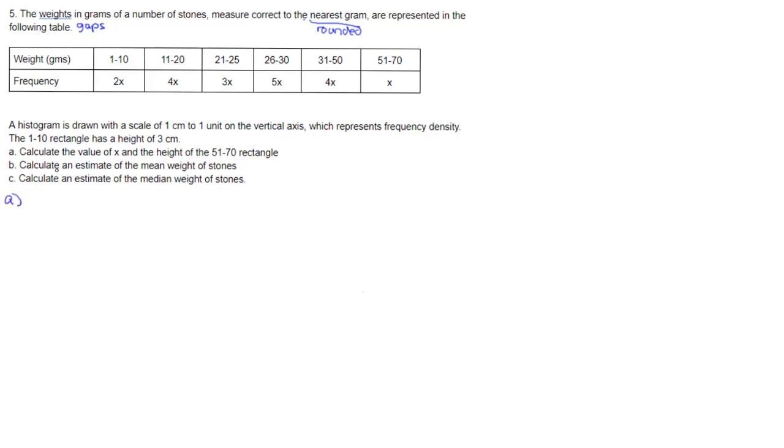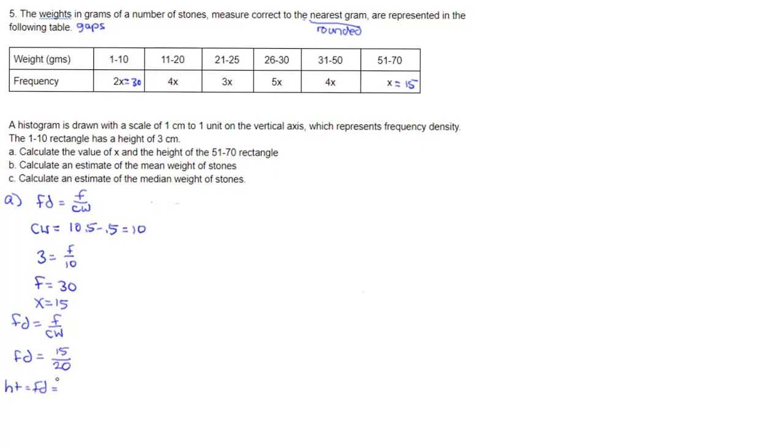And we take a look. They want us to calculate the value of x. Well, frequency density is what they're referring to. That's the height of the rectangle. And so if I find the class width, which is 10, and then plug it into this formula for frequency density, I find out that the frequency is 30, which means then x must be 15. Now I can plug that in for that last class, and now I've just got to find the frequency density, 15 divided by 20, which is the class width, and I get 0.75.